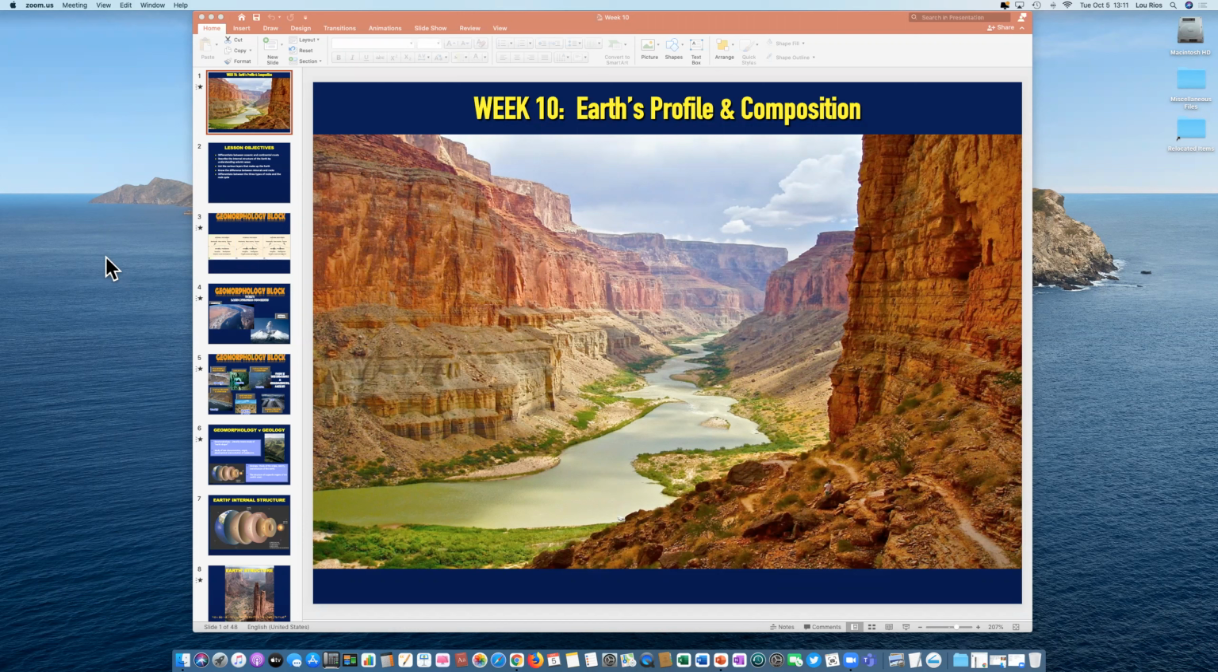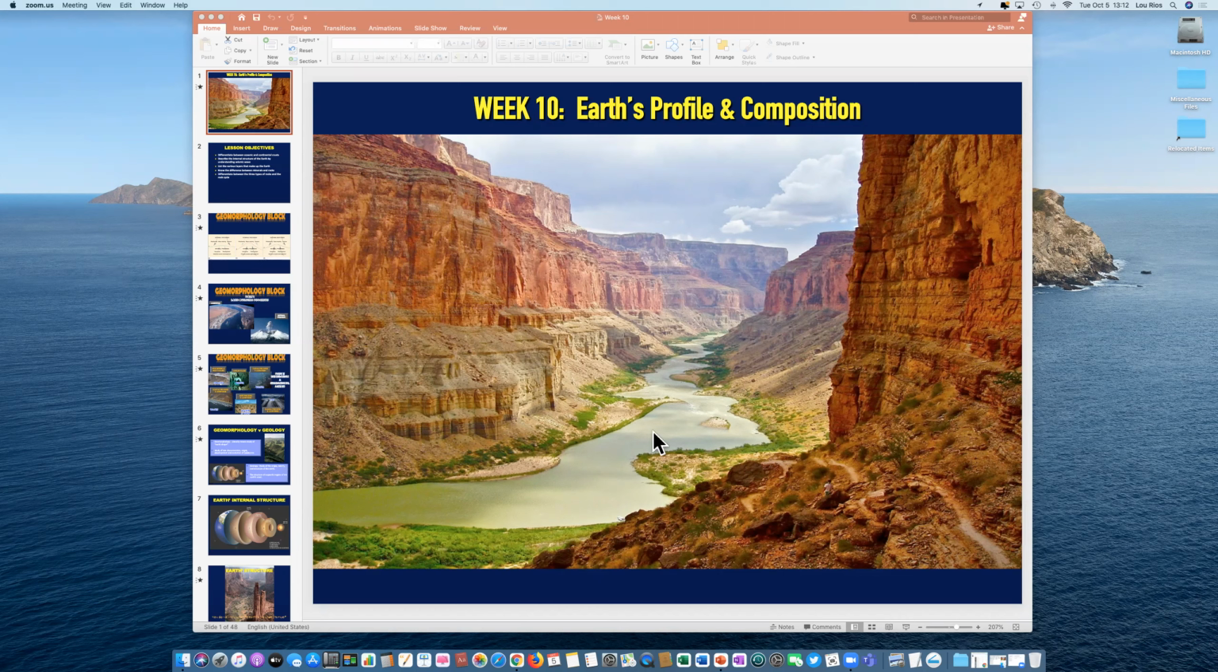Week 10 of the GEO101 term moves you into the unit on geomorphology. So this week is all about the Earth profile and composition. So, straightforward lesson, quite frankly, but important, obviously. Building block material, literally and figuratively in this case.